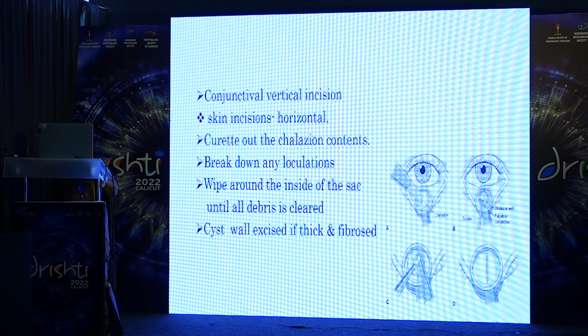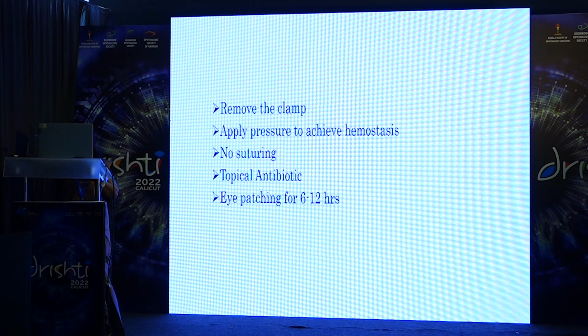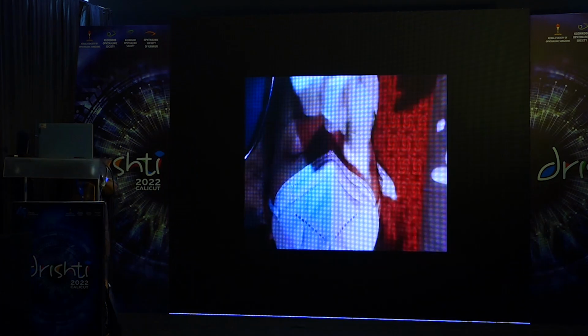Now, after putting the vertical incision, curette out the contents using a chalazion curette or scoop. Always make sure that you break down all the loculations within the chalazion cyst and wipe around the sac until all the debris is cleared. And if the cyst wall is visible and it is very thickened and fibrous, you have to excise the cyst wall. Now after doing the procedure, we can remove the clamp, and no need for suturing. The hemostasis can be achieved by applying pressure and a pressure pad and bandage. Patching can be given for 6 to 12 hours. So this is the procedure.